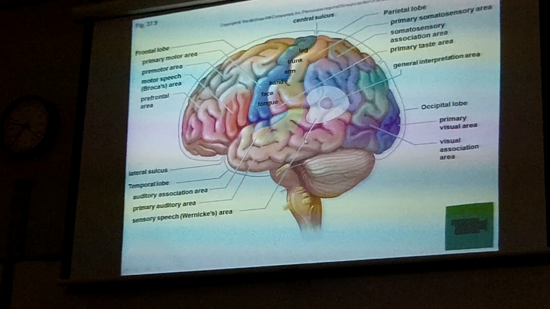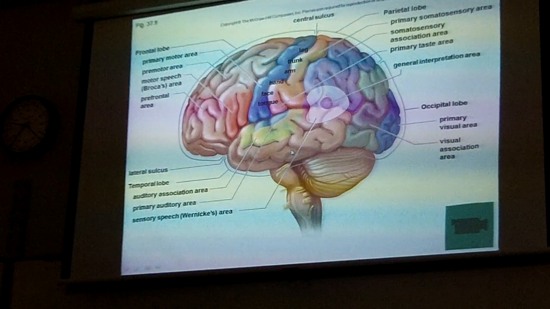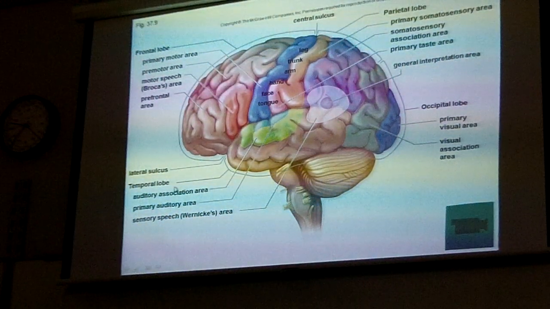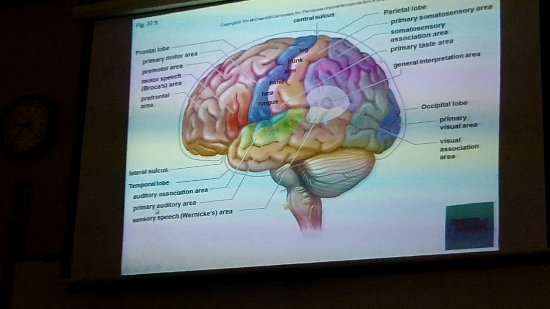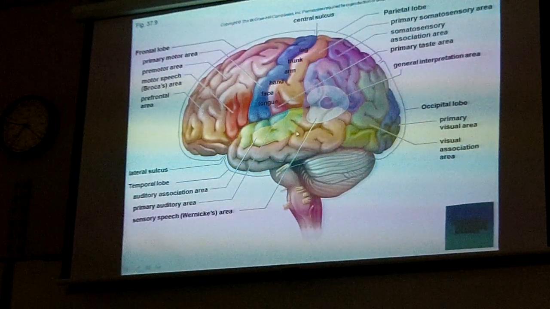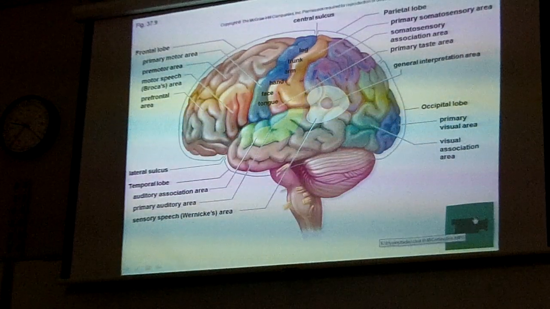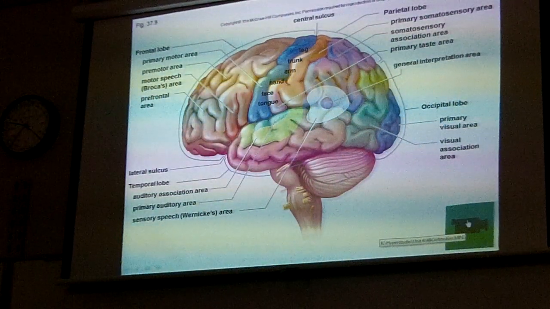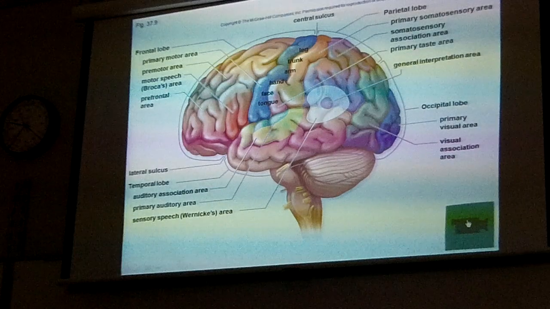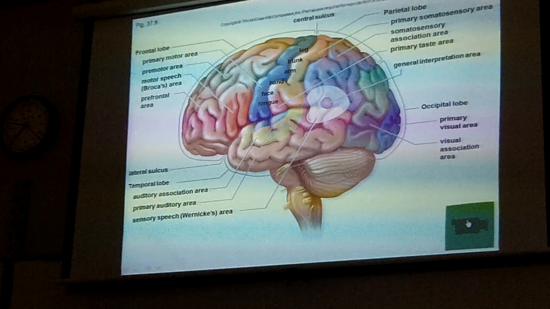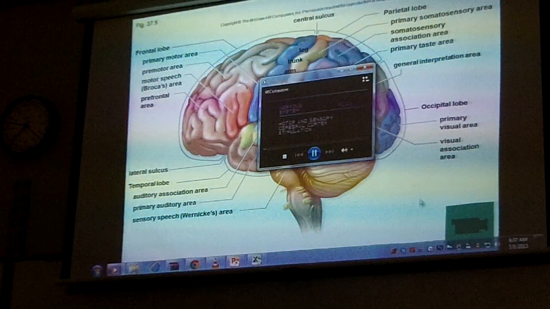This area here, the temporal lobe, is mostly to do with hearing. You can see auditory association area, primary auditory area. This is called the temporal lobe. It has to do with hearing. Here's an interesting surgery where they show you how they can figure this stuff out with one of these electrodes.